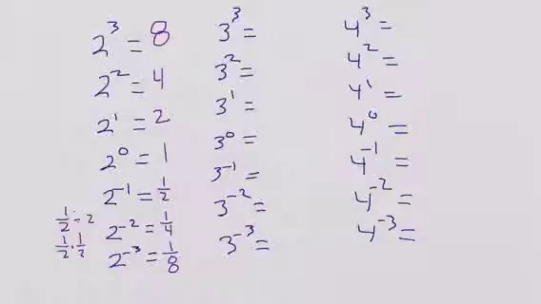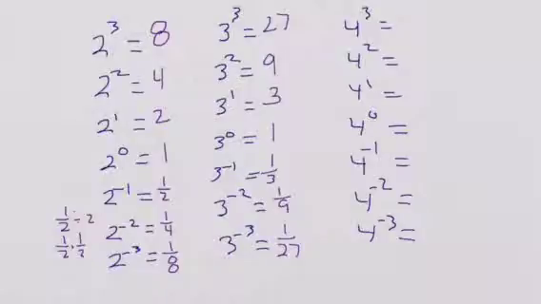All right, let's look at 3. 3 cubed is 27. 3 squared is 9. 3 to the first power is 3. Let's look at our pattern. If we take 27, divide by 3, we get 9. Take 9, divide by 3, we get 3. Take 3, divide by 3, we get 1. Take 1 divided by 3, and we get 1/3. Take 1/3 divided by 3, and we get 1/9. Take 1/9 and divide by 3, and we get 1/27.